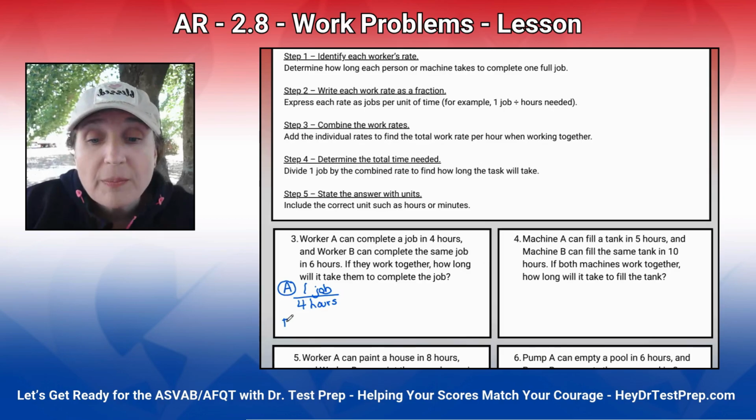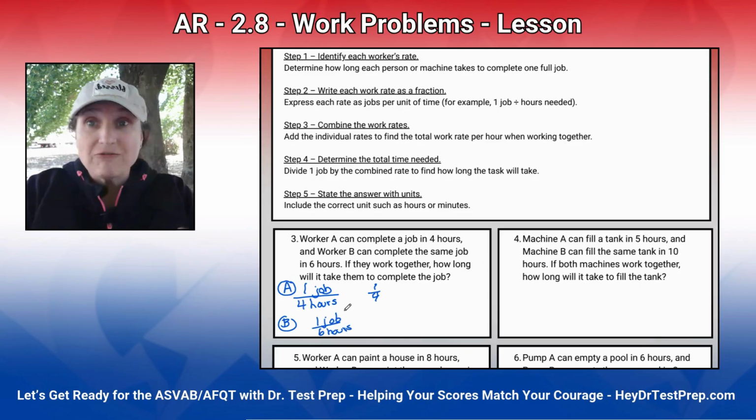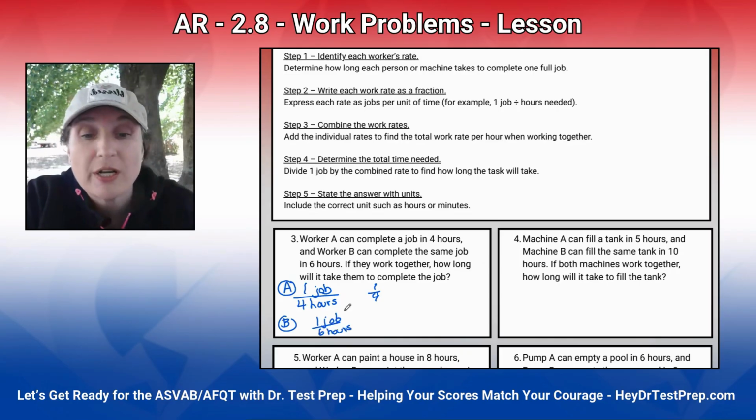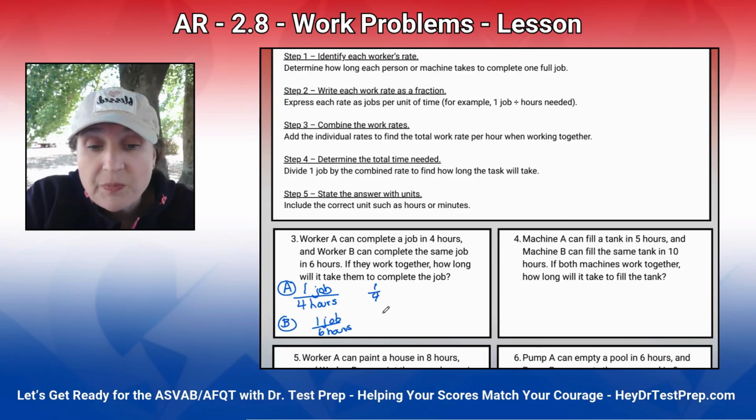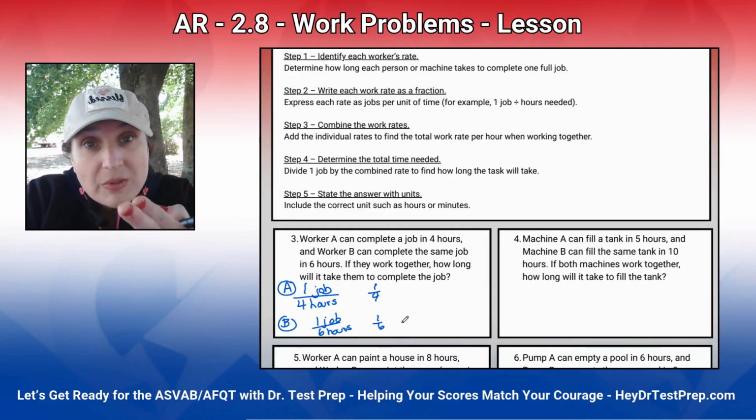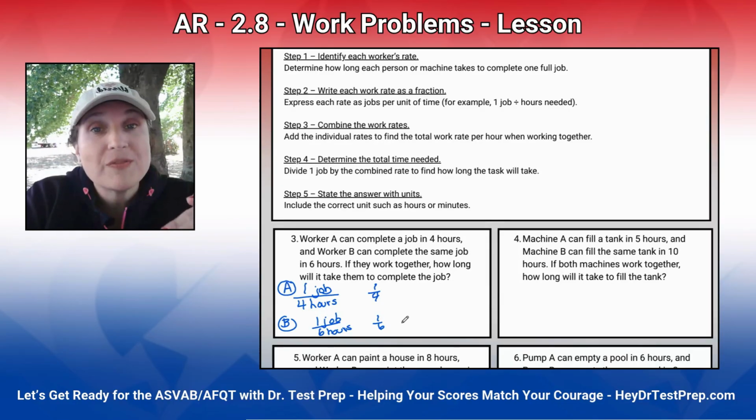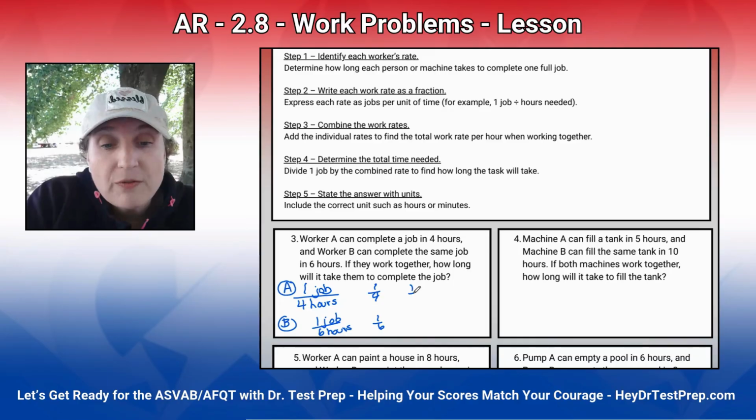Worker B can do one job in 6 hours. So that means that every hour he's doing 1/6 of the work to get it done. So if these two are working together, we're going to add these two numbers up because that's going to tell us how much of the job they can get done in every hour. So we're going to do 1/4 plus 1/6.